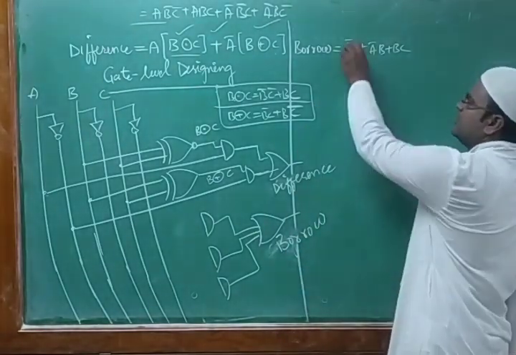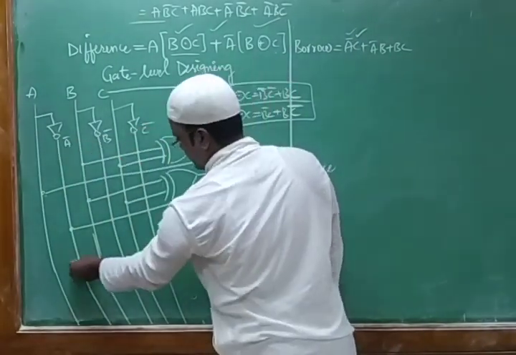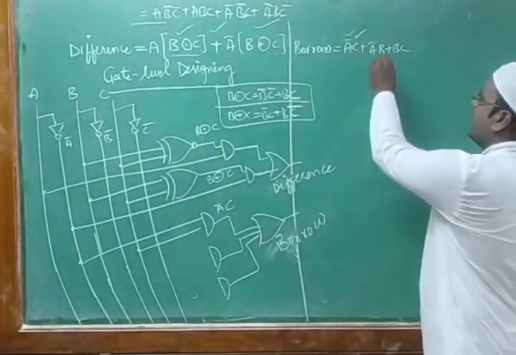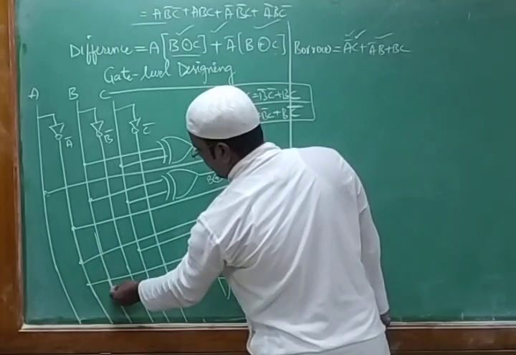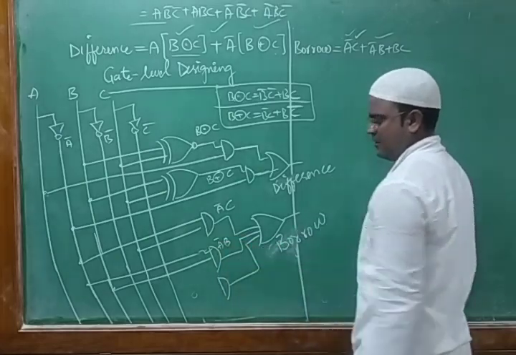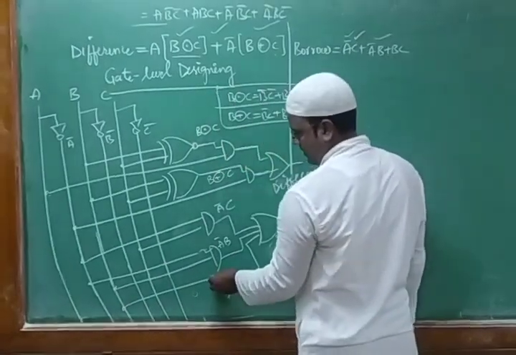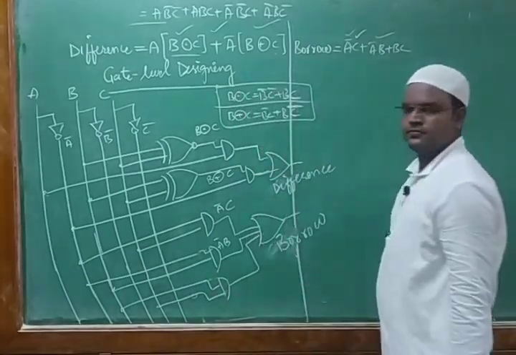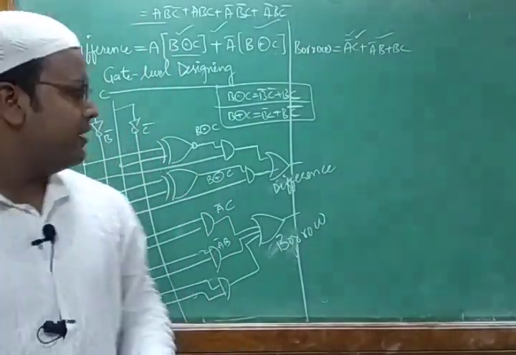So what is the first combination? A complement with C. So this is your A complement, B complement and C complement. So A complement with C. Second, A complement with B. Next, BC. So we need to take the B input. This is our B. And then C. So this is our C. So this is the way you can use the gate level analysis of your difference and borrow.